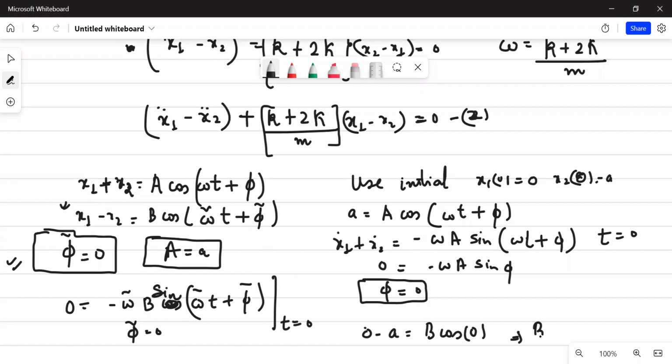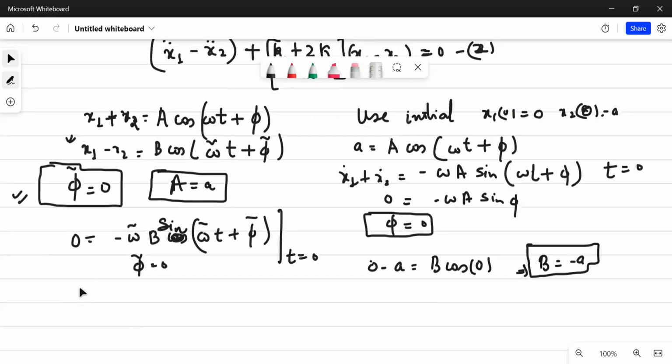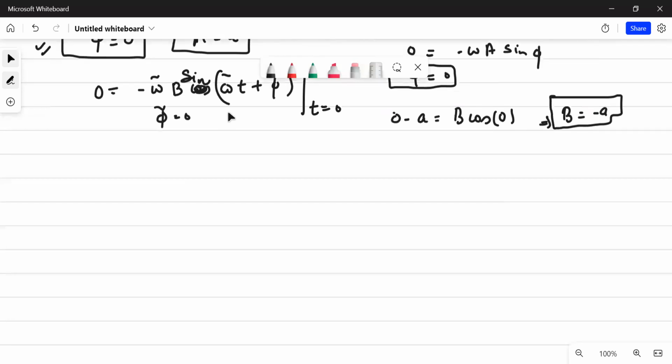So that way you'll get b is equal to minus a. I hope it is clear till now. I don't think there is an issue till now. In fact, instead of using this omega tilde and all those things, we know that your omega tilde is given by k upon m plus 2 kappa upon m, put over.